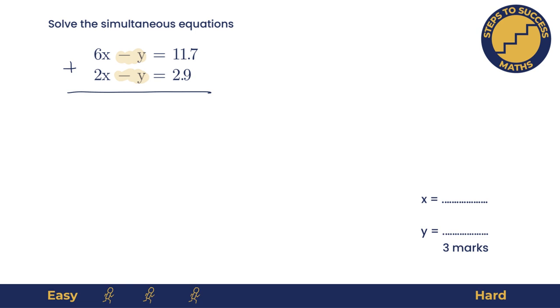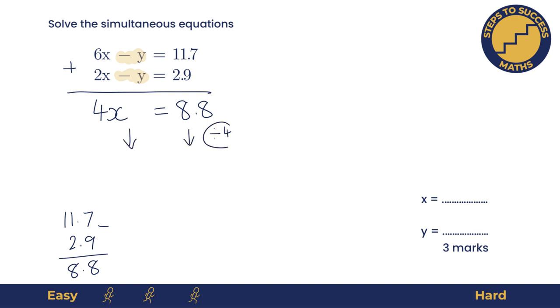So let's do it. 6x take away 2x is 4x. We've talked about the y's and they're going to cancel to 0. 11.7 take away 2.9. Now you might need to draw a little subtraction to work this one out, or if it's a calculator paper you would be able to use your calculator. And that's going to give us 8.8. So we've got 4x is 8.8. And now if we divide both sides by 4, we've got x is 2.2.